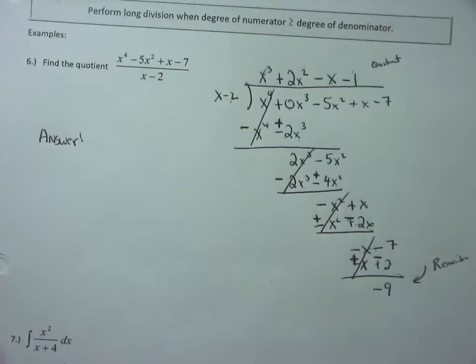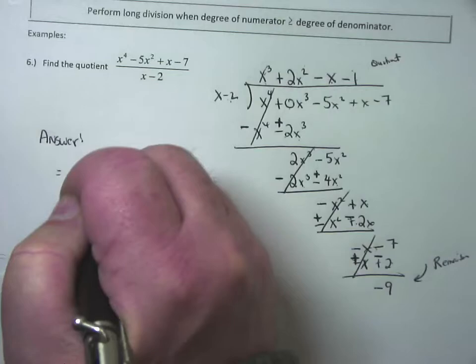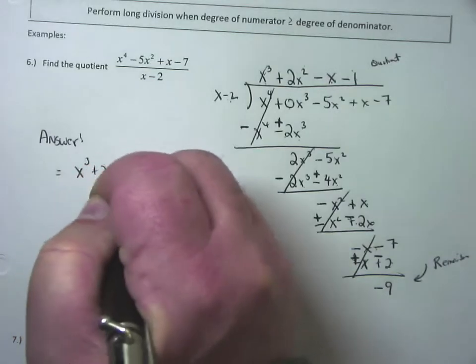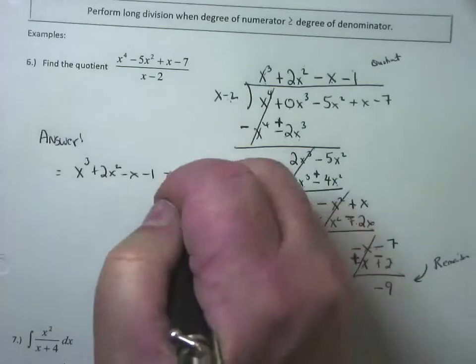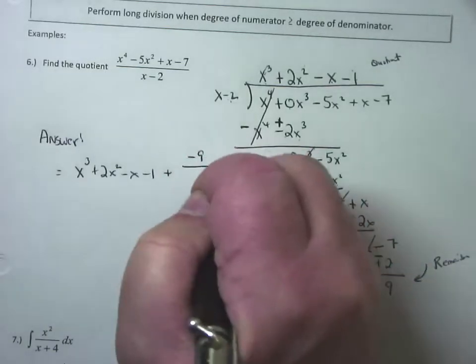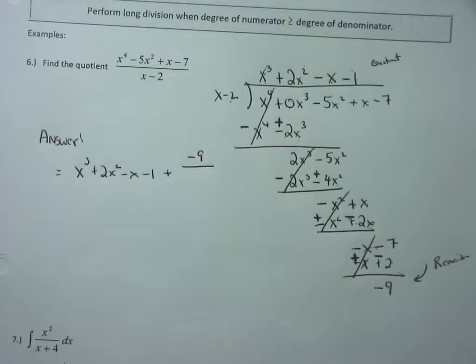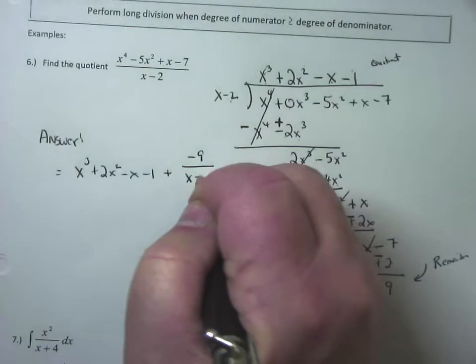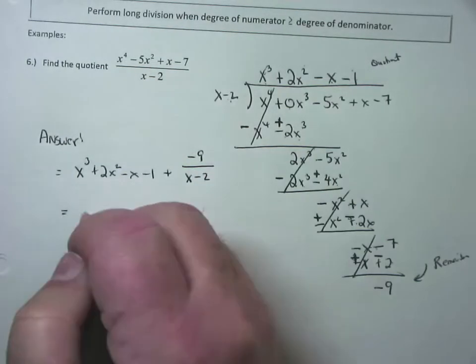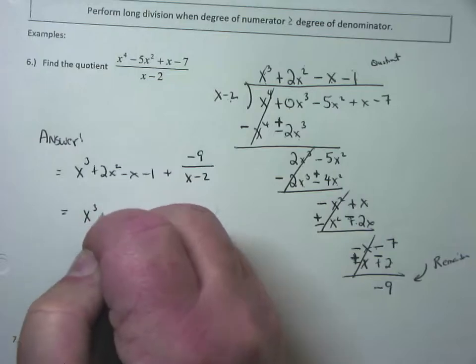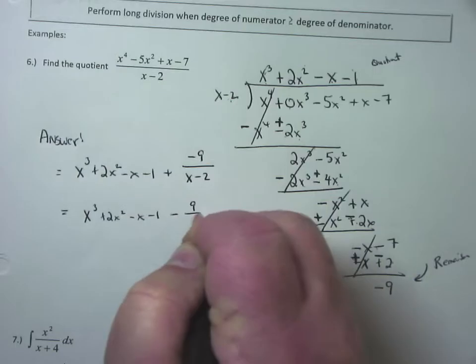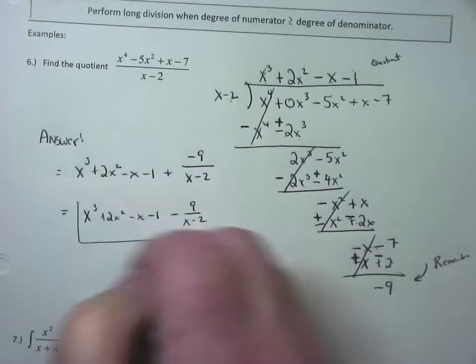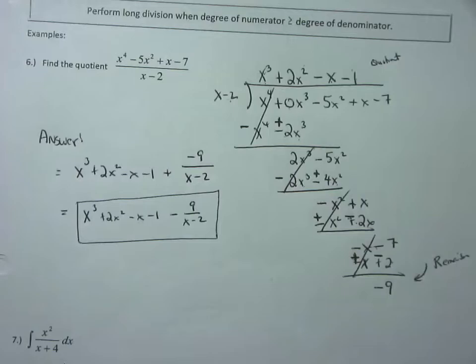So the answer is going to end up turning into x cubed plus 2x squared minus x minus 1 plus, officially, negative 9 divided by the original divisor. What were we dividing by originally? X minus 2. So, you can clean that up and make it look better. That'll be x cubed plus 2x squared minus x minus 1 minus 9 over x minus 2. And there is my resultant.